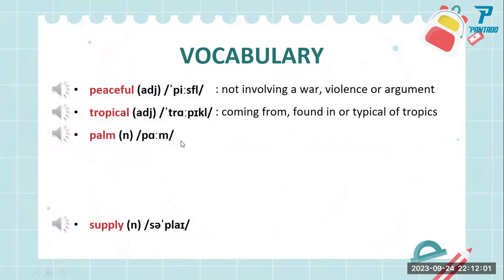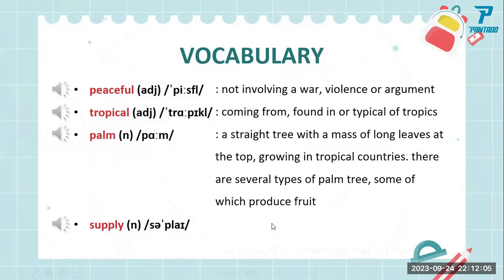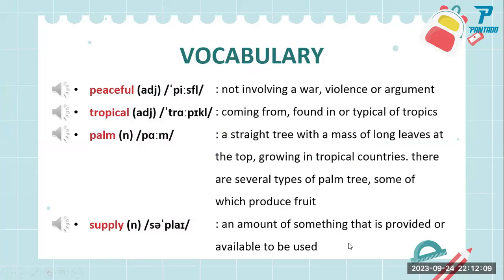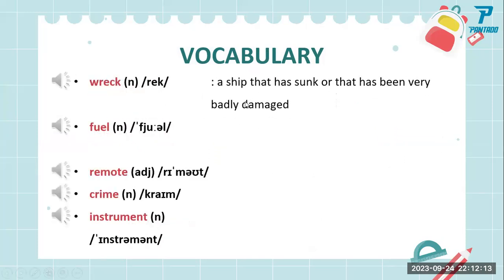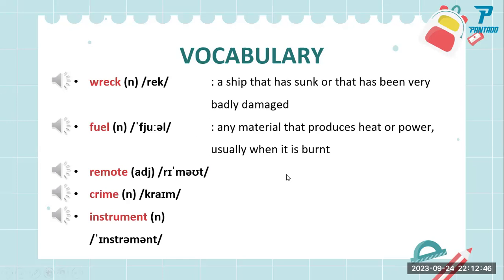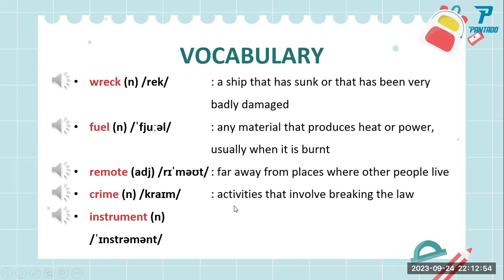The Philippines has a tropical weather. Palm, okay, it's a kind of tree. Supply means an amount of something that is provided or available to be used. Okay, wreck, damage. When you say it's a wreck, it is badly damaged. Okay, fuel, any material that produces heat or power. Remote, far away from places where other people live. Crime, okay, so when you break the law, that's a crime.